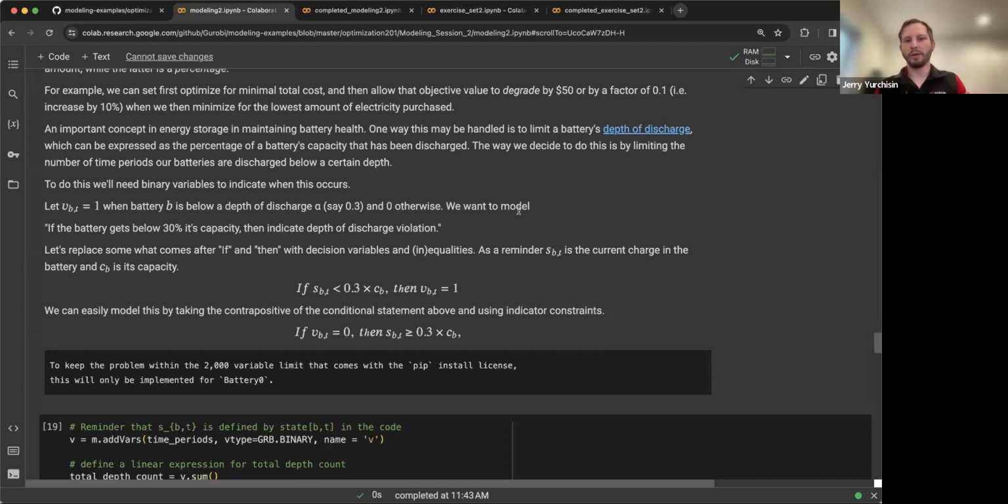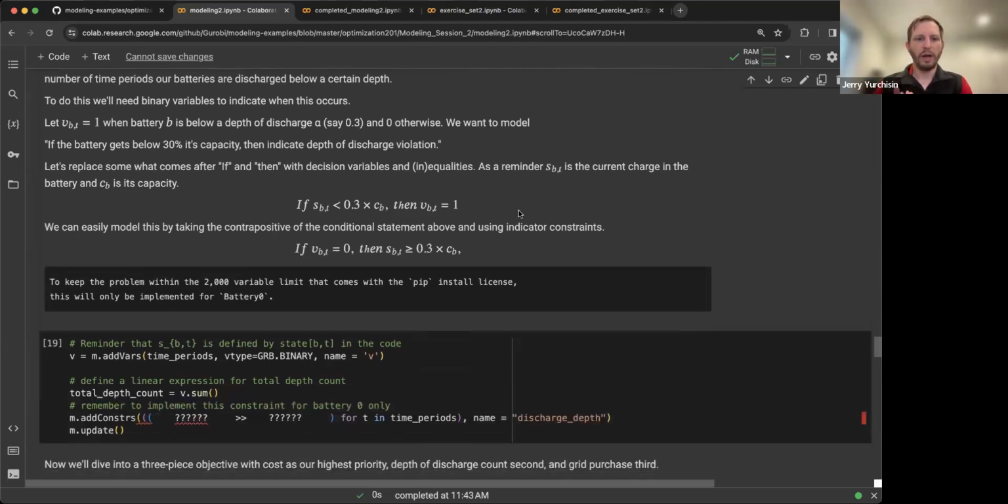What we want to do is keep track of this and relate it to the other decision variables that we have, because again, we can't just say, here's this V, here's what it stands for, and then just add V to the model and be done with it. We have to add all the linking to other decision variables and make all the logic work. So what we want to say is, if the battery gets below 30% of its capacity, then indicate a depth of discharge violation, or we want our V variable to turn on. We want it to be 1.